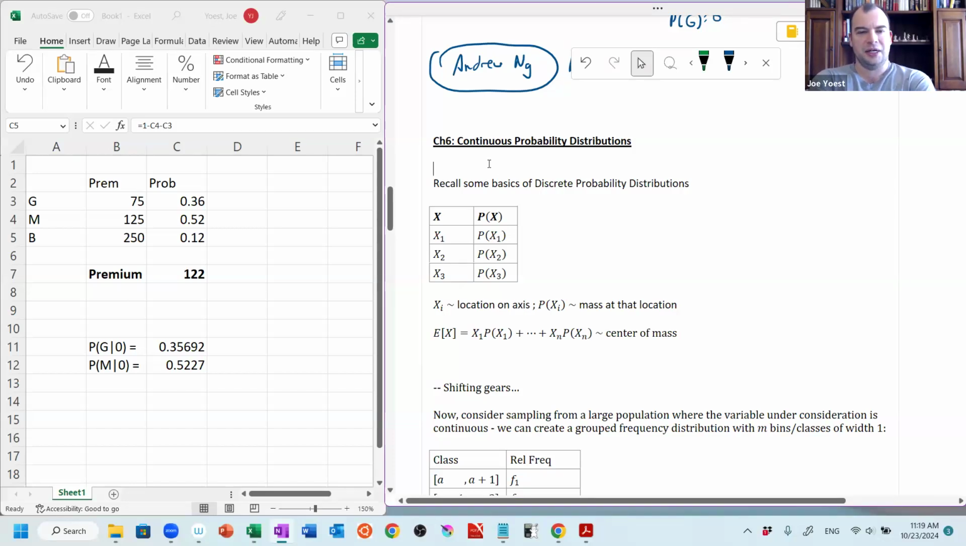Okay, so any questions on Bayes' theorem or on discrete probability distributions, chapter 5 as well? Any questions on any of that?